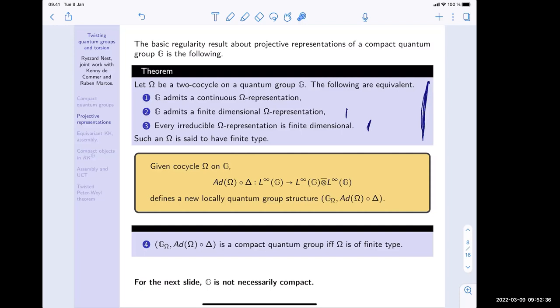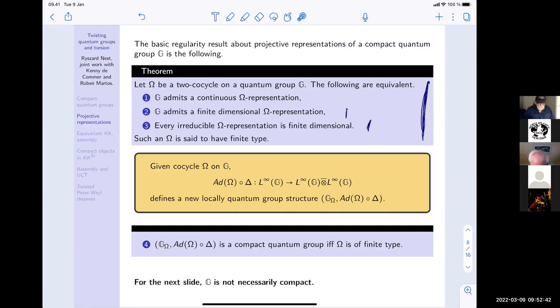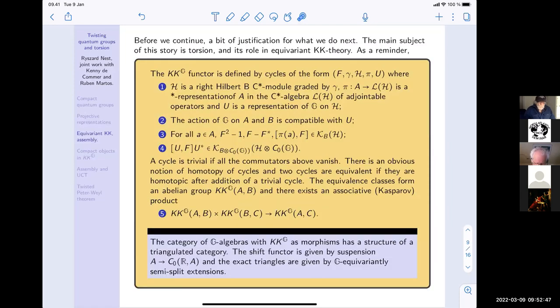Now, the reason why it is interesting is Baum-Connes, so Paul and Alain. So let's say something about that one, okay? And now I'm just thinking about a locally compact quantum group. It does not have to be compact or anything. It will become compact later.